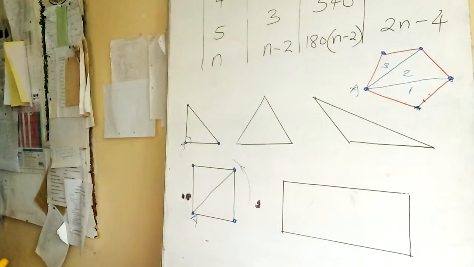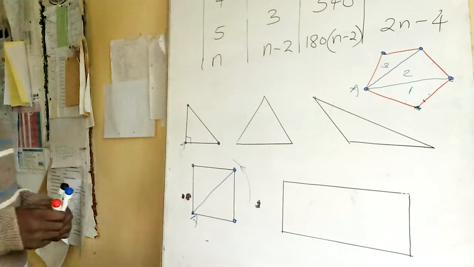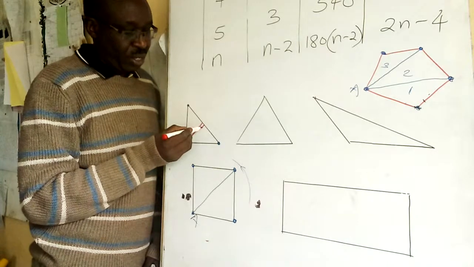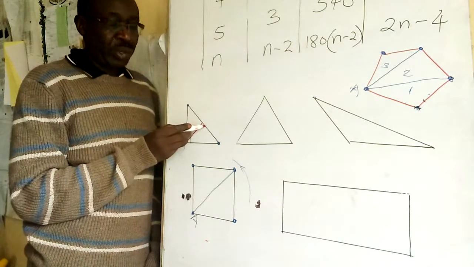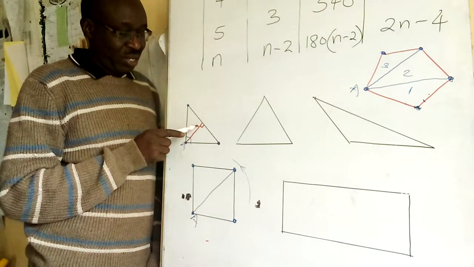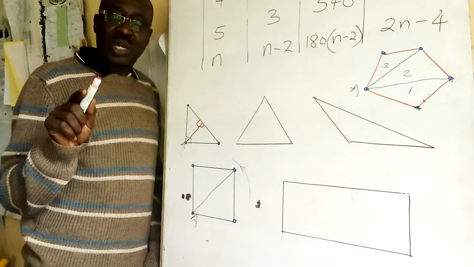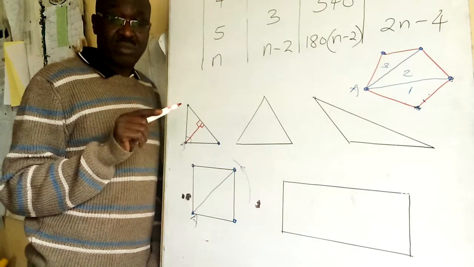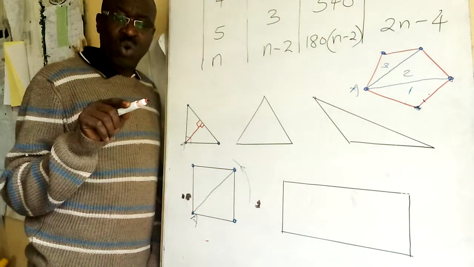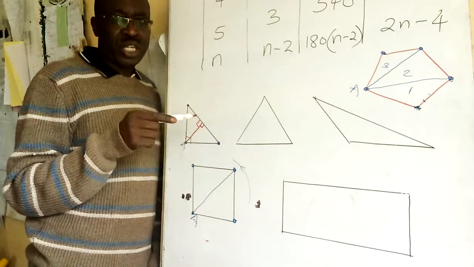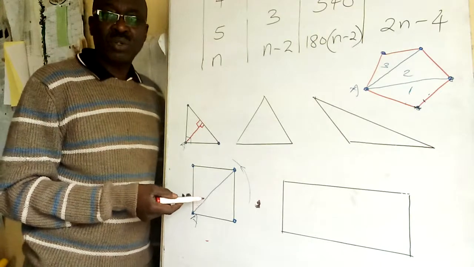Let me pick a red biro. Here. So from here, if this is perpendicular to that, so I will have formed two right angles, this and that. So how do we handle it? Pick any point. From that point, you should be able to draw a perpendicular to the line that is opposite that point.